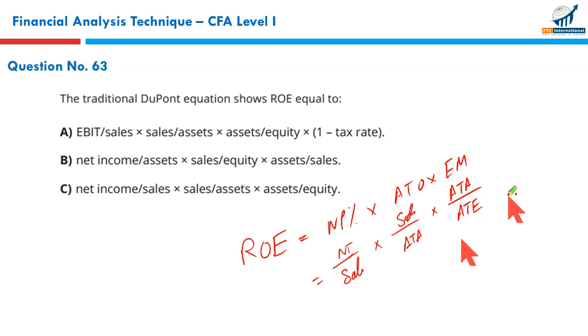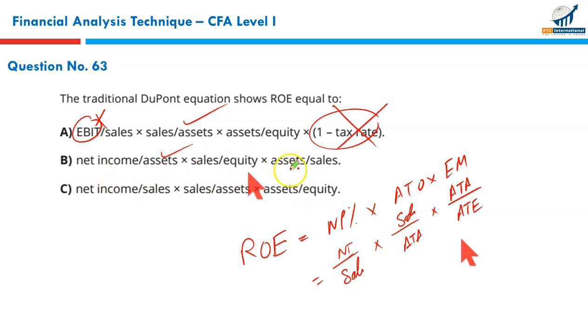Amongst these, first of all, this first one, EBIT, absolutely, we don't take EBIT, that's net income, wrong. This one is fine. Assets to equity, correct, but there is no 1 minus tax rate. There is no 1 minus tax rate, never. Net income upon assets. Assets are in denominator to some extent. Sales by equity, assets to sales.